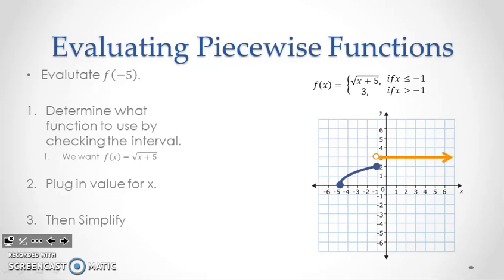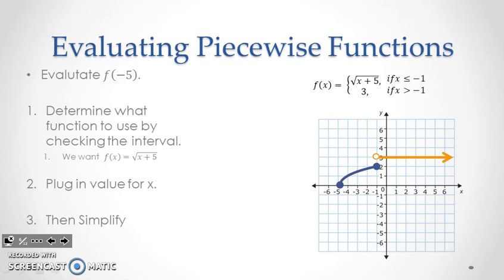Okay, so the first part of this lesson was graphing piecewise functions. Now we're going to be evaluating piecewise functions. So the question they're going to ask is evaluate f of -5. Okay, so that's the question. I know there's a lot of writing up here, but that's all trying to help you guys get it answered. All right, so evaluate f of -5.